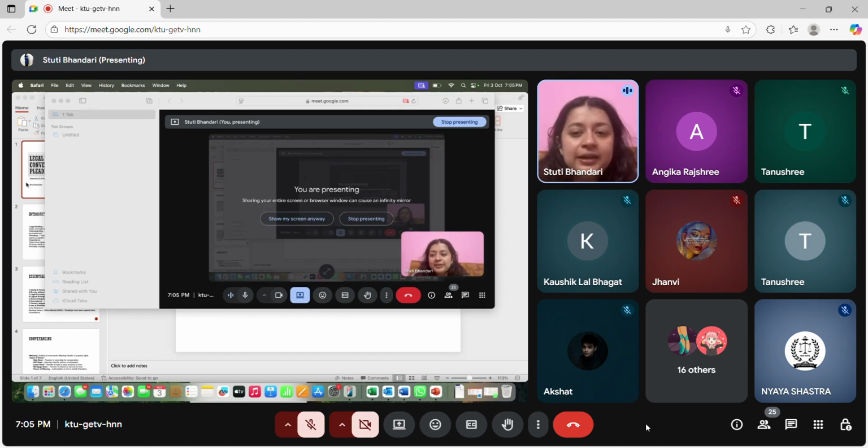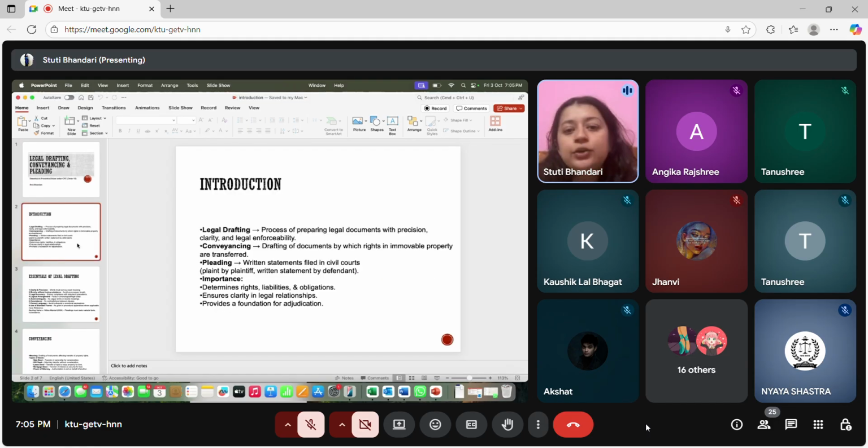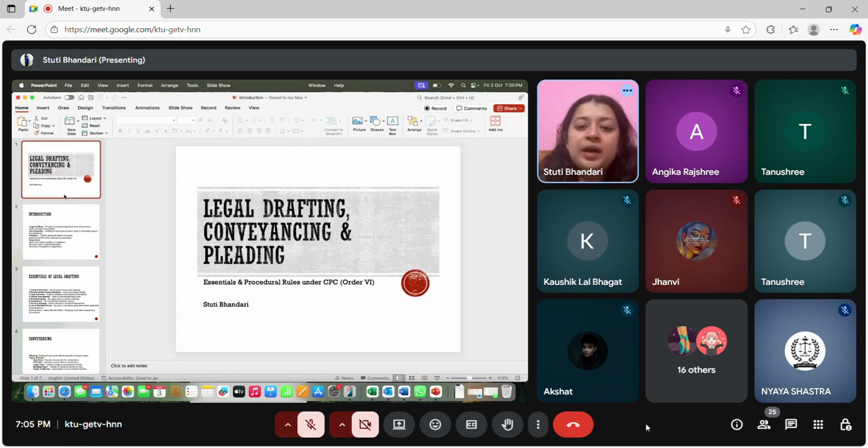Now, basically, today we will start with the introduction. We are covering three basic points here, as you can see: legal drafting, conveyancing, and pleading. Now, legal drafting is the broad genus in which conveyancing and pleading lie, which means conveyancing और pleading ये सब species हैं, these are sub-species of the term legal drafting.